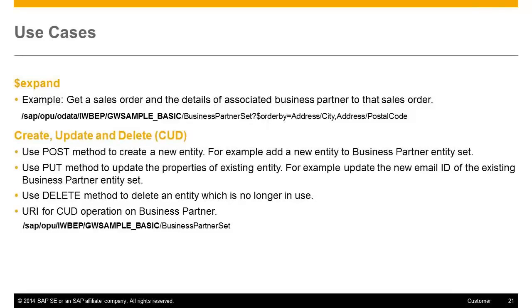Create, update and delete HTTP operations are equivalent to post, put and delete methods in SAP Gateway. By using the post method, we can add a new entity to the existing entity set. The put method will update the properties of an existing entity. Likewise, delete will completely delete the entity. You will see how to use these operations in our demo. Please note that in the sales order entity set, update is not supported.